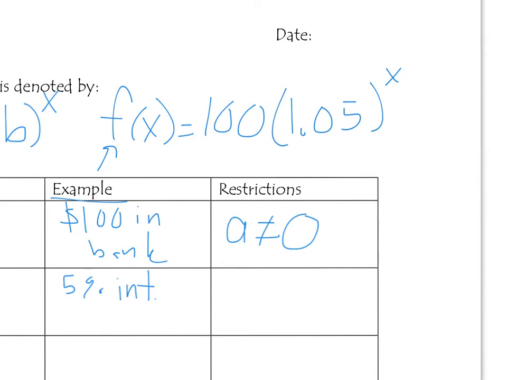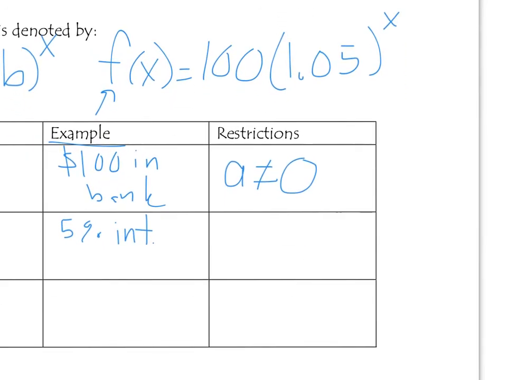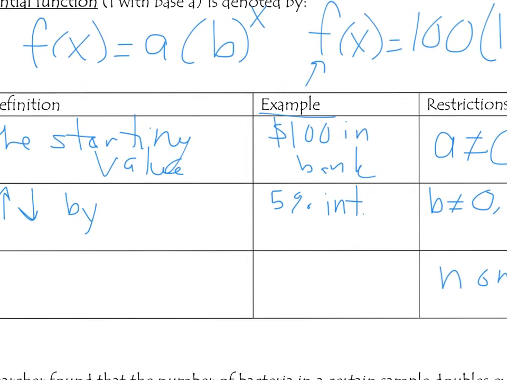Which brings me to my next point, my restrictions. Just like a, b cannot be 0 because if you multiply by 0, nothing's going to happen. But it also can't be 1 because then you're not going to get that growth or that decay that you need. Okay? So just some things to keep in mind. And then x is going to have no restrictions at all. It can be any number because that's your input.